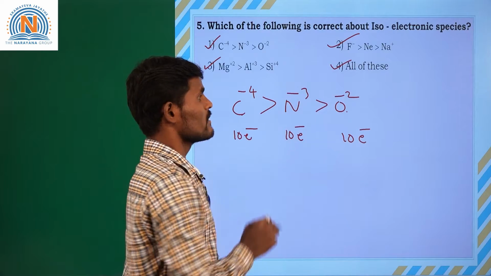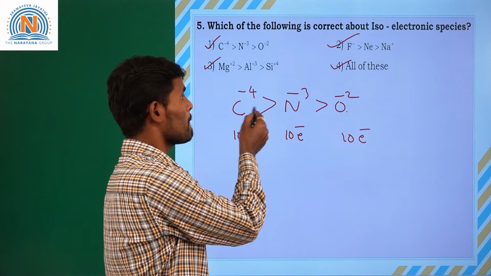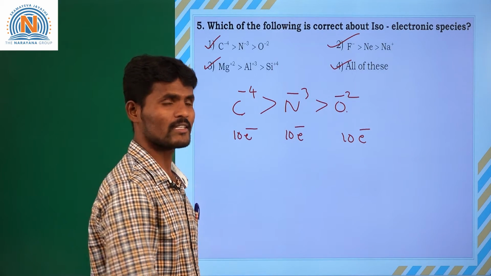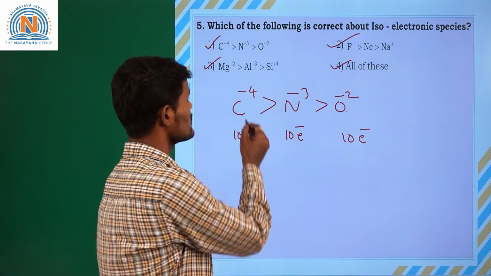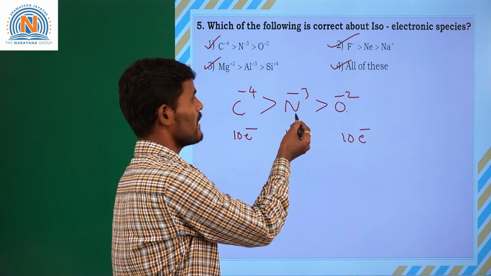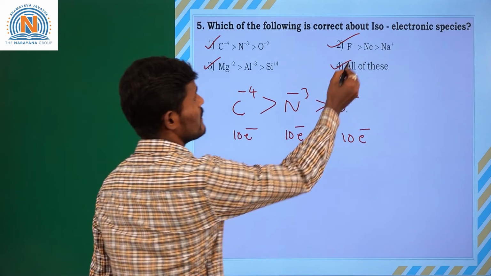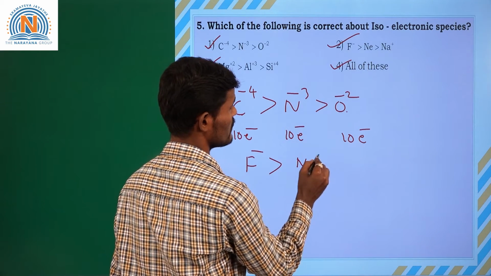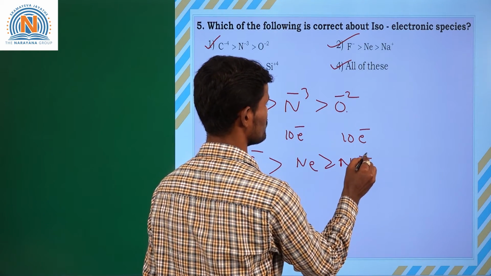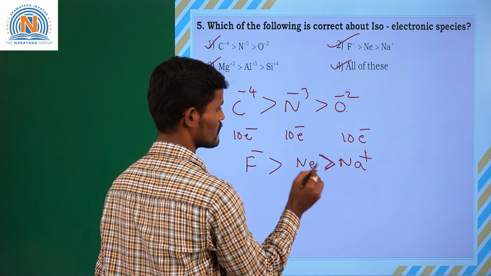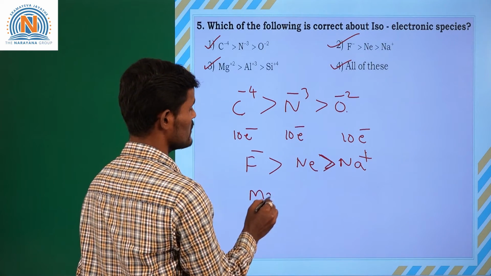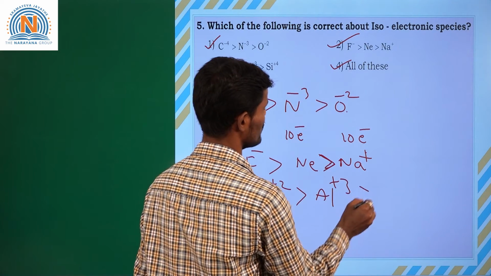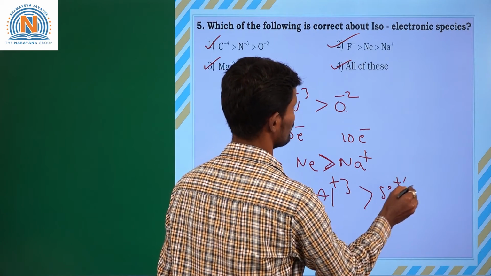but the size, as the negative charge increases, the size also increases. C-4 is greater than N-3 greater than O-2. Next, F-minus greater than neon greater than sodium plus. Next, third option, magnesium +2 more than aluminum +3 more than silicon +4.